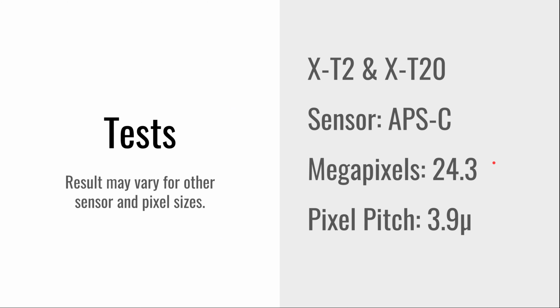Okay, so that's enough math. Let's look at some tests that I shot with two sensors, one with an XT2 and one with an XT20. They both have identical sensors. They're APS-C sensors. Your results could vary with different size sensors, bigger or smaller, and different pixel pitches. There are so many variables out there, but this will give you a sense of what we're looking at.